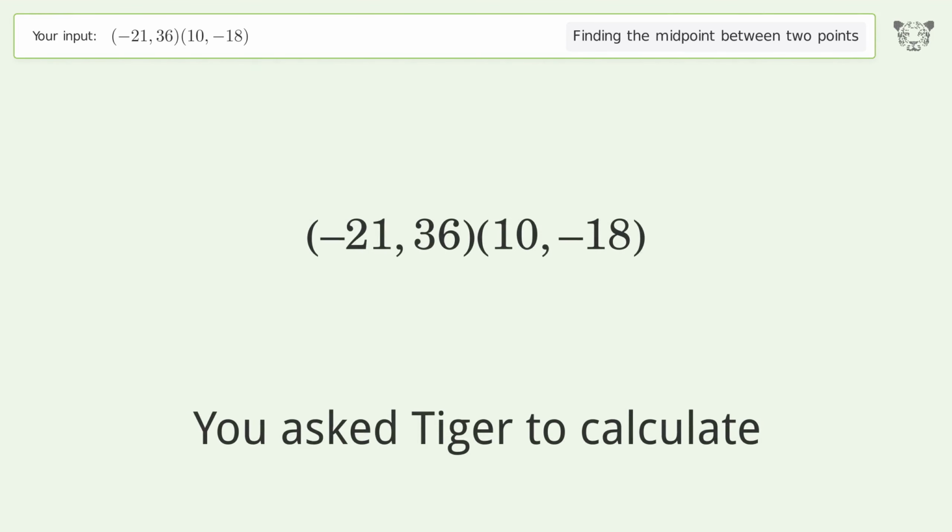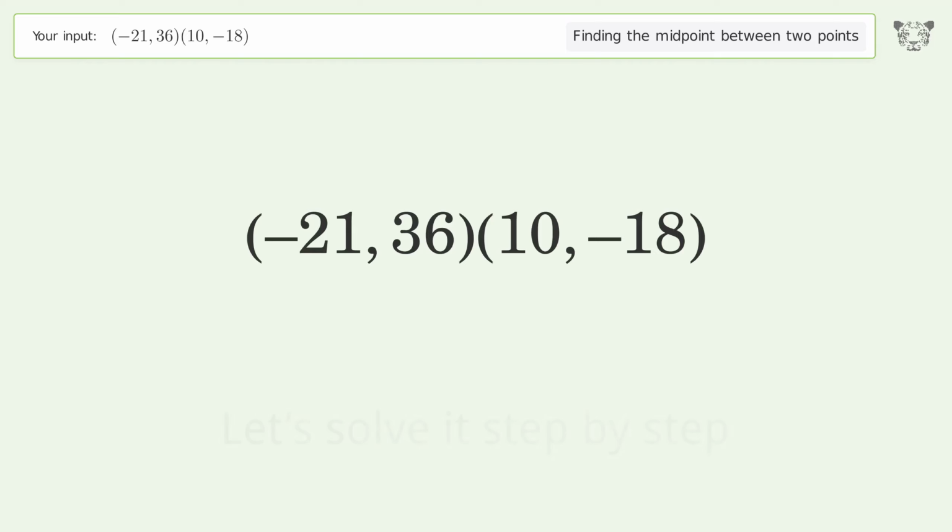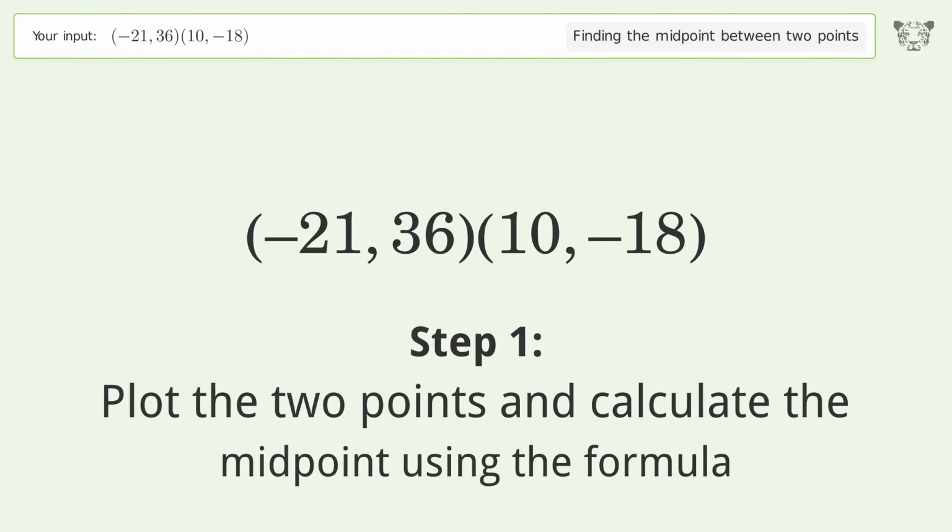You ask Tiger to calculate. This deals with finding the midpoint between 2 points. The midpoint between the 2 points is -5.59. Let's solve it step by step. Plot the 2 points and calculate the midpoint using the formula.